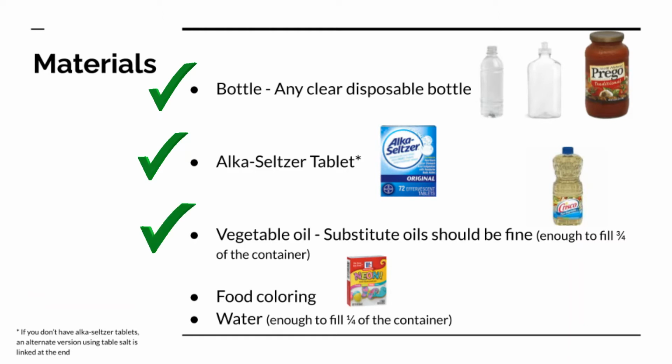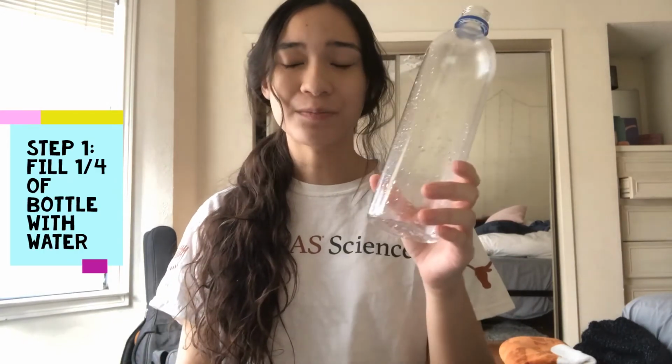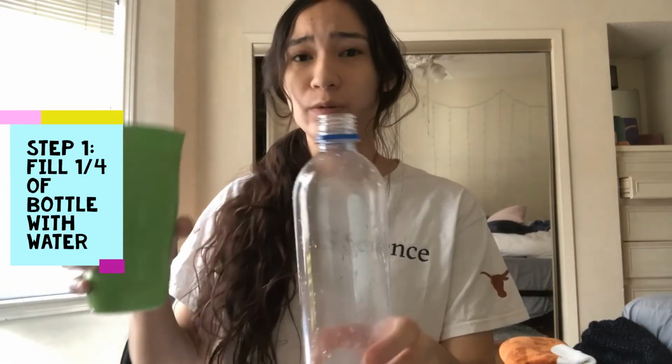Next, you'll need an oil. We recommend vegetable oil, but other oils like canola oil and olive oil should work fine. In order to get a nice colorful lava lamp, the next thing you'll need is food coloring. And lastly, you'll need water. Let's get started. First, you're going to take your bottle and fill it about 1/4 of the way with water.